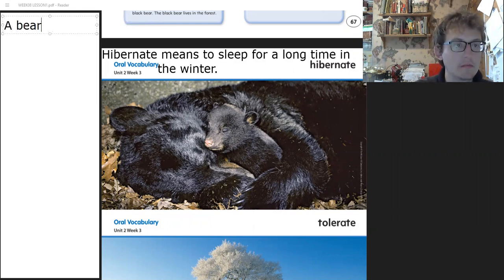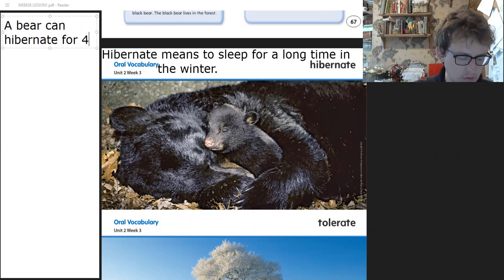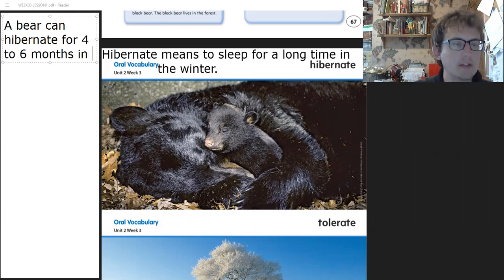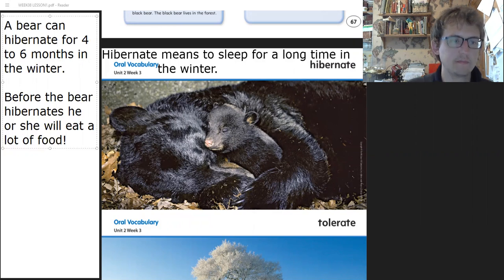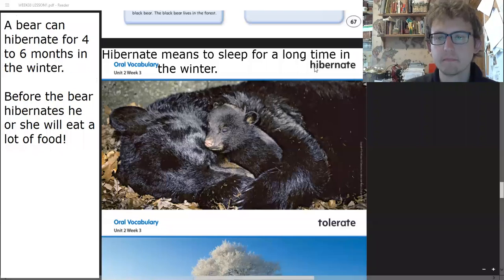A bear can hibernate for 4 to 6 months in the winter. Before the bear hibernates, he or she will eat a lot of food. Okay, so let's read this together now. Hibernate. H-I-B-E-R-N-A-T-E.